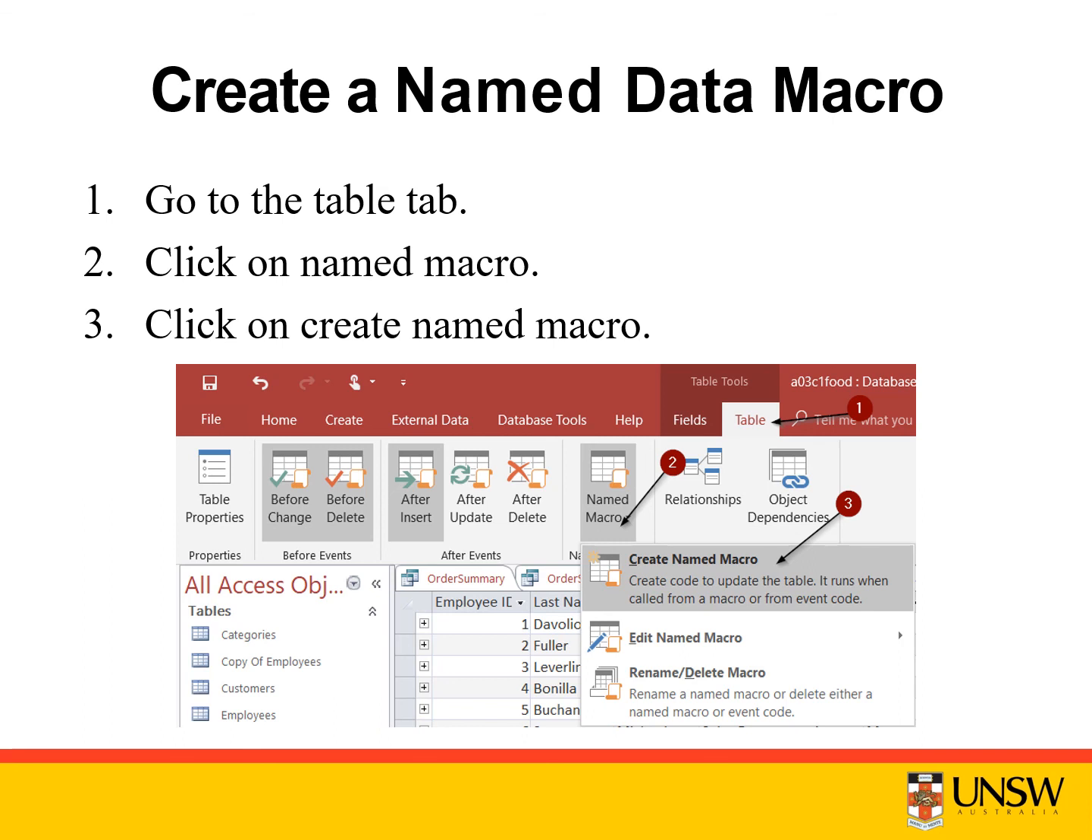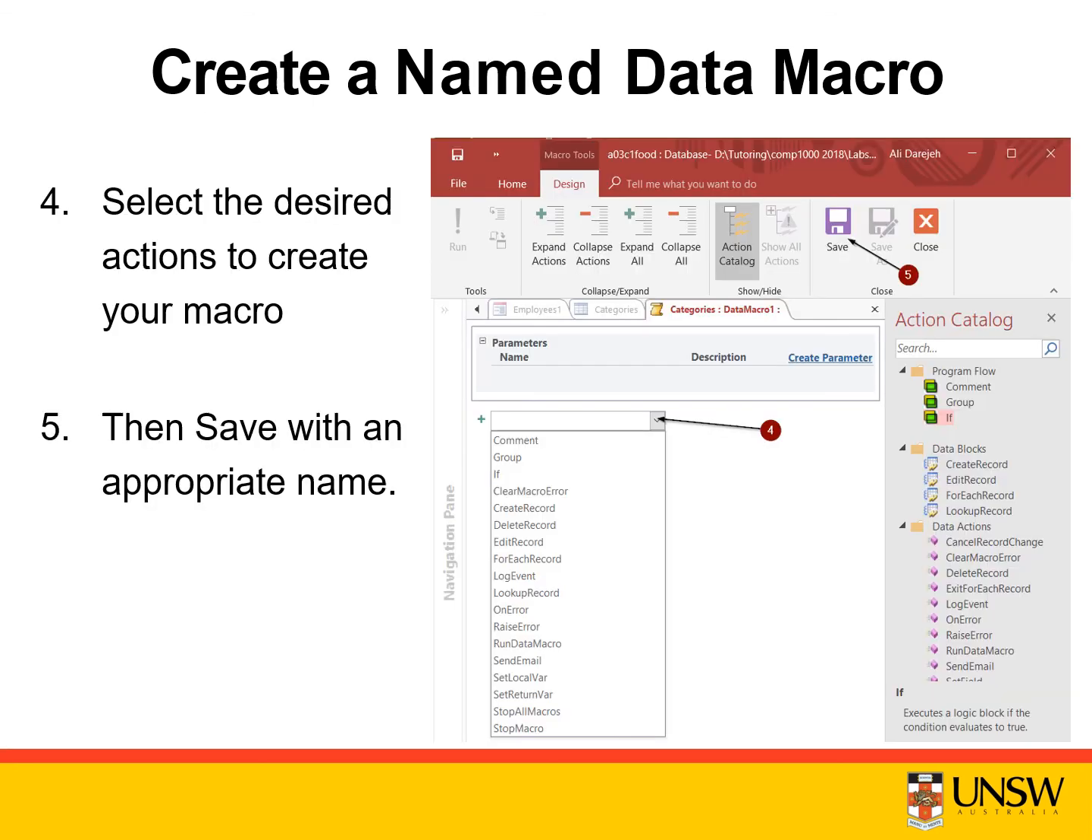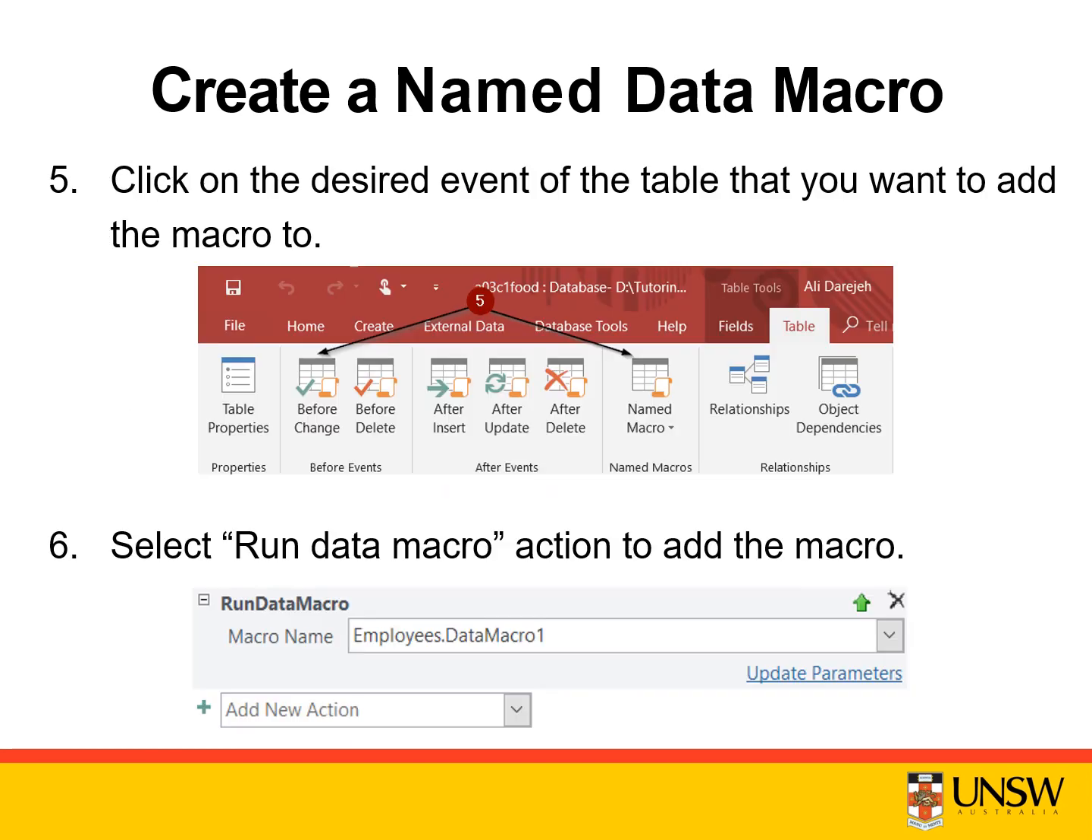As I said, the other type of macro that we can use for tables is called named macro, which is a reusable form of macro. For creating a named macro, click Create Named Macro in the Table tab. In the editor, select the desired actions, then save your macro with an appropriate name. Now your macro is ready to be assigned to an event of a table. You should select the desired event and select Run Data Macro action to call your named macro.